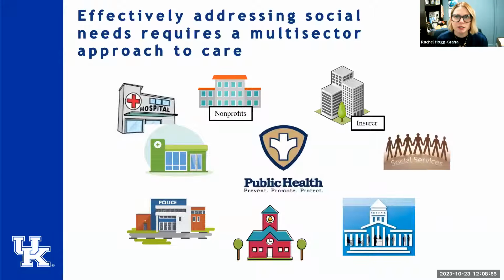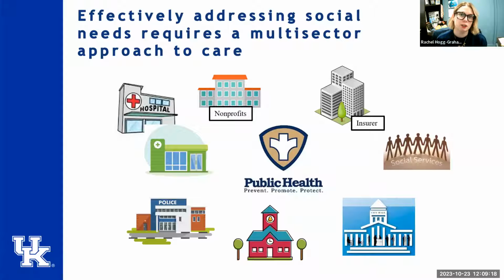To effectively address social needs requires this multi-sector approach to care. So this is really that intervention piece. If you're going to be a hospital or a physician practice clinic that's screening, you've got to be able to send the person somewhere. You shouldn't have to provide the food security services, the legal services, the housing services, but you should know where in the system the individual could go to get those.